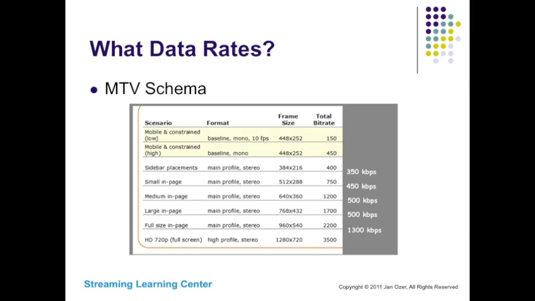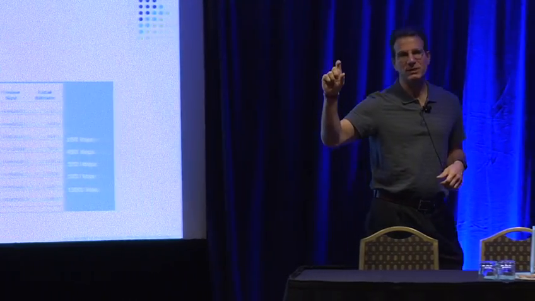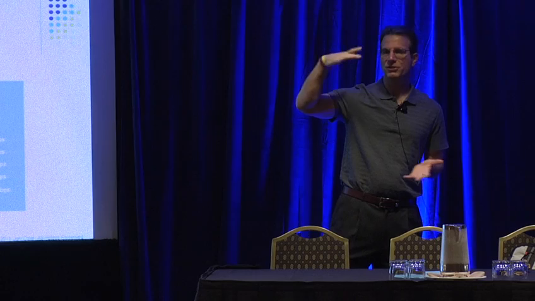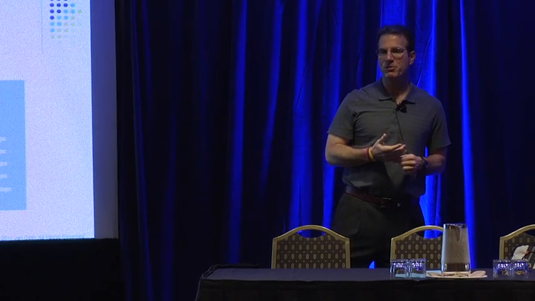And if we look at what MTV has done, they've got 350 kilobits between their lowest stream and their next highest stream, and then 450, 500, 500, and 1.3 megabits per second. So you start at a reasonable distance, and as your streams get larger, you just obviously have larger gaps between the streams.